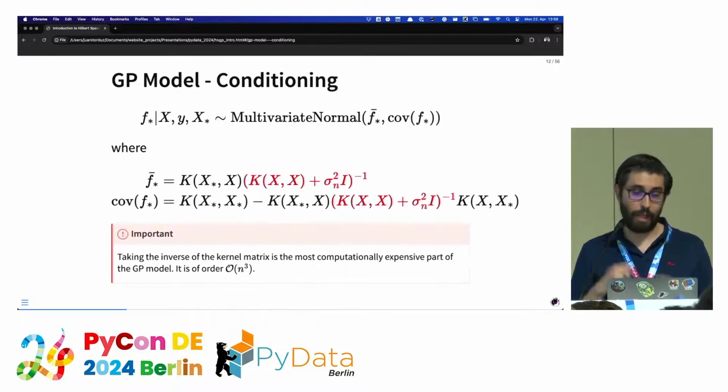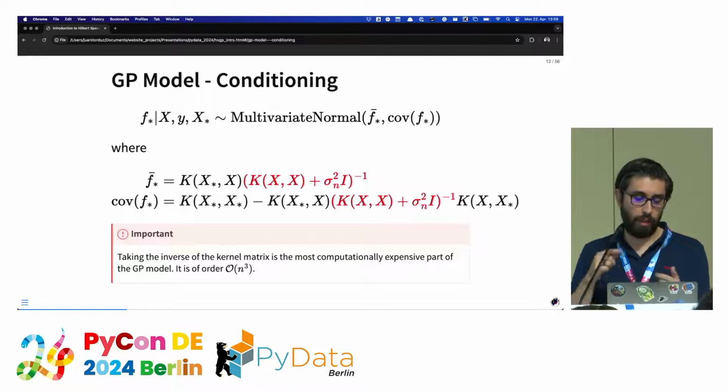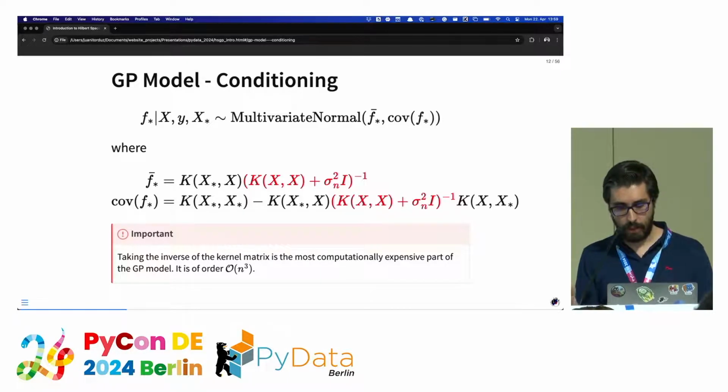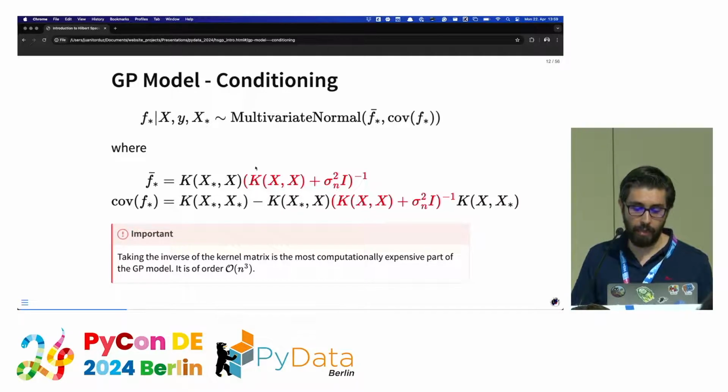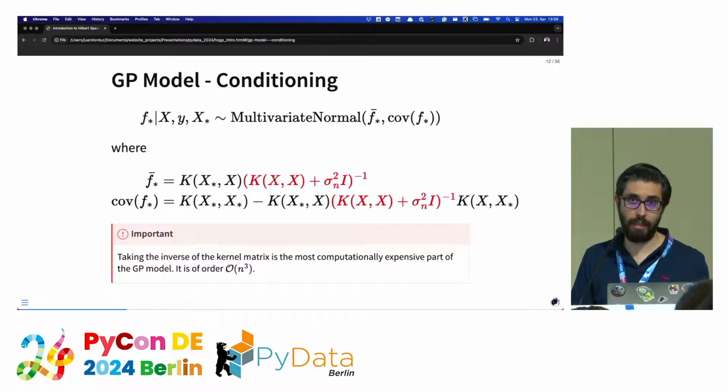And what you do, and you can actually do it by hand, is take this multi-normal distribution and condition on the training data, which is X and Y, and on the points of the test data where you want to generate predictions. It turns out that if you do this, you also get a multi-normal distribution with a certain mean and a certain covariance. It's not important. What is important is that there are explicit formulas that you can compute by hand, but the interesting thing is that if you want to do it this way, you have to take the inverse of this kernel matrix.